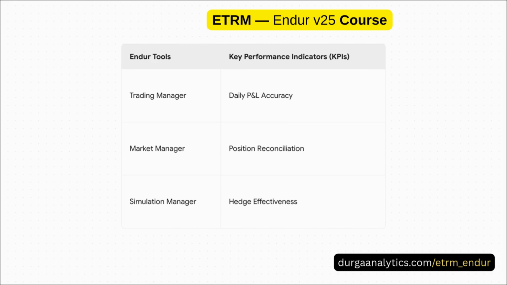And right here, you can see their digital cockpit in Endur. They practically live in the trading manager for deal capture, they rely on the market manager for pricing, and they use the simulation manager for those quick intraday P&L checks. But notice their KPIs. It's all about precision: P&L accuracy, position reconciliation, hedge effectiveness. These are hard, unforgiving metrics.